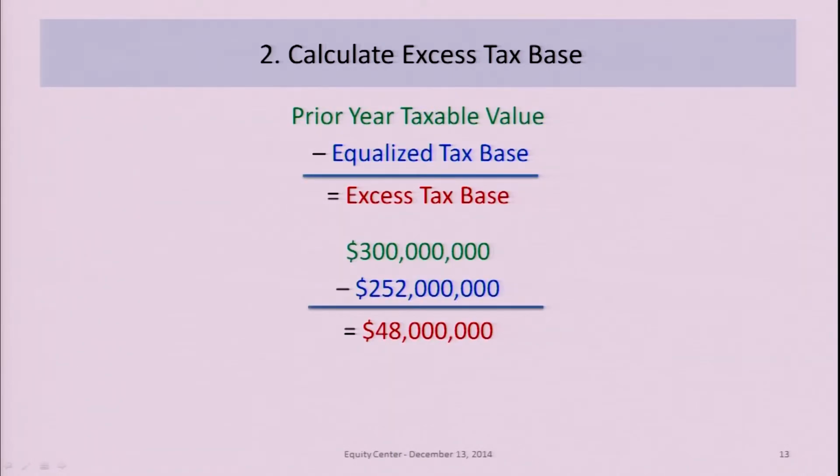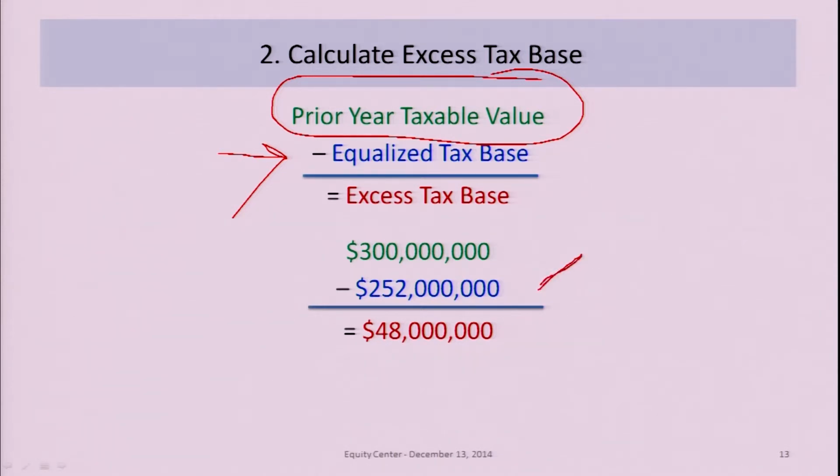So you calculate the excess. You take your prior year taxable value, what your prior year values actually were. If your values have gone up, you don't use that higher number. If your values went down, you don't use that lower number. You just use your prior year values, your state funding values, and you subtract out that equalized tax base that we just arrived at. In that case, as you'll recall, the number on the previous slide was $252 million.